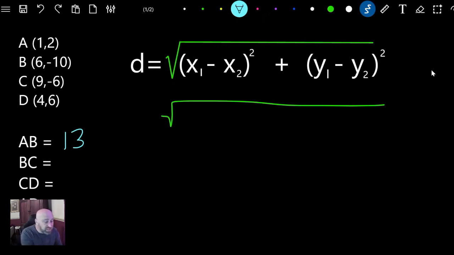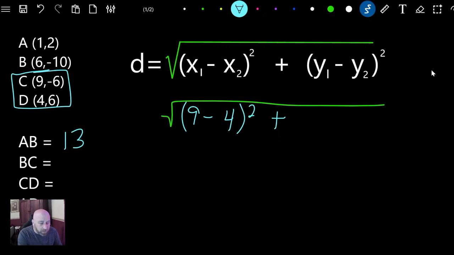So we're going to use CD this time. So we're using these 2 points right here to find CD. We're using the C point and the D point. So we'll use 9 as the X1 minus the X2 is going to be 4. And then we're going to square that, plus the Y1 is negative 6. The Y2 is positive 6 minus positive 6. And we're going to square that.